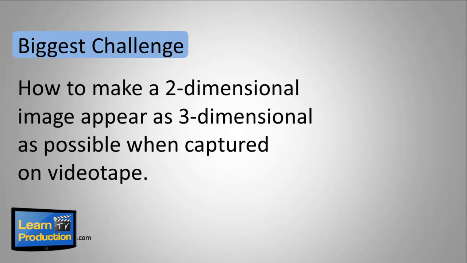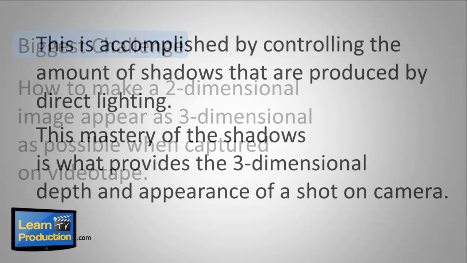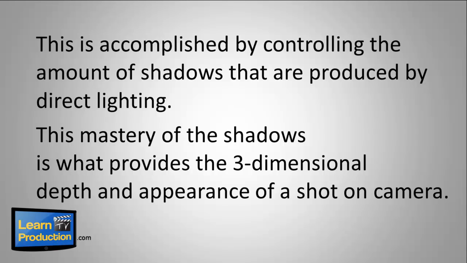The biggest challenge for a camera operator is how to make a two-dimensional image appear as three-dimensional as possible when captured on videotape or whatever record medium you're using. This is accomplished by controlling the amount of shadows that are produced by direct lighting. This mastery of the shadows is what produces the three-dimensional depth and appearance of a shot on camera.